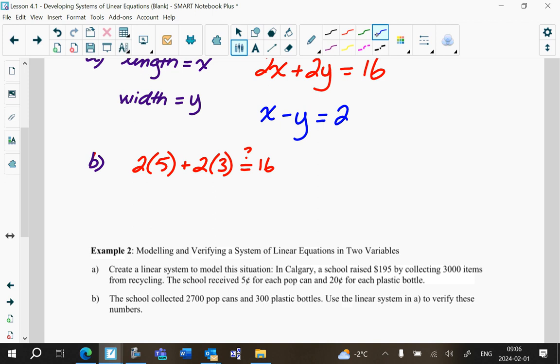does 5 minus 3 equal 2? Well, that's kind of an obvious one. That one works. We can check that one. This one we may have to do a little bit of work on. So 2 times 5 is 10, plus 2 times 3 is 6. Does that equal 16? Yes. We don't have to go any further. We know 10 plus 6 is 16. So we are verified.